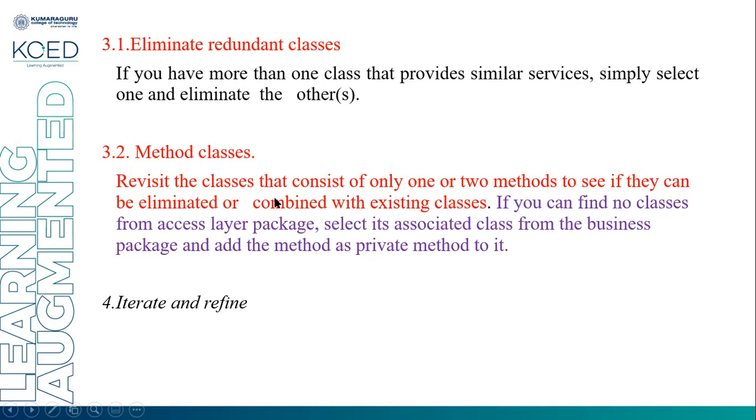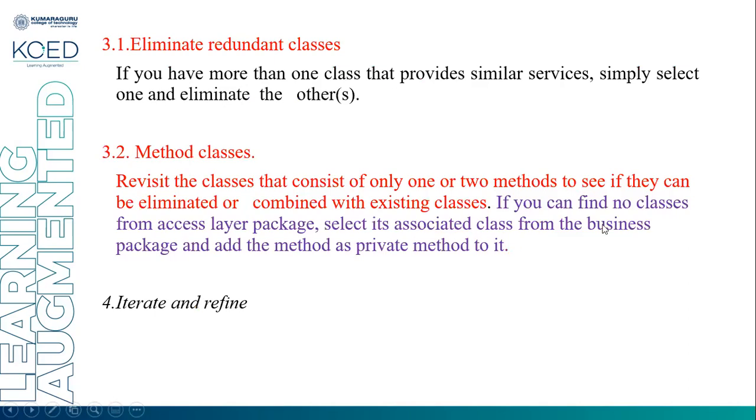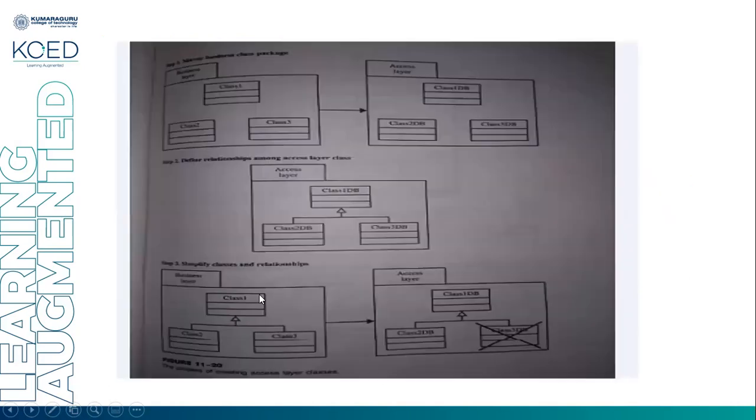Method classes: revisit the classes consisting of only one or two methods to see whether they can be eliminated or combined with the existing classes. If you can find no classes in the access layer package, then select its associated class from the business package and add the method as a private method to it, and iterate and refine. So these are the steps.